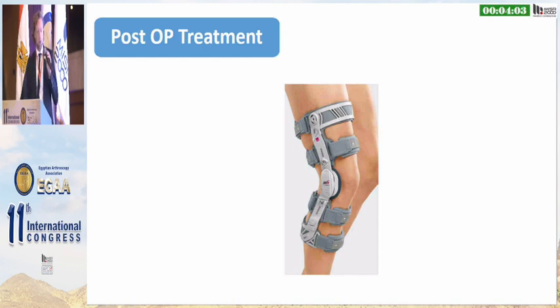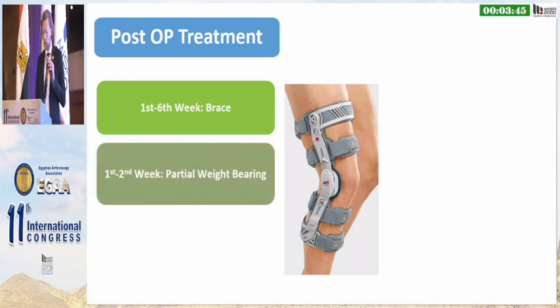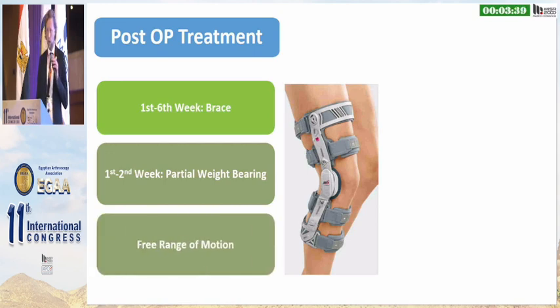If we talk about post-op treatment, if you take a look at the literature, there are a lot of different treatment regimes, and mainly case series, not a high level of evidence. My treatment of choice is 1st to 6th week, I put them in a brace. The first 2 weeks, I let them partial weight bear with free range of motion.